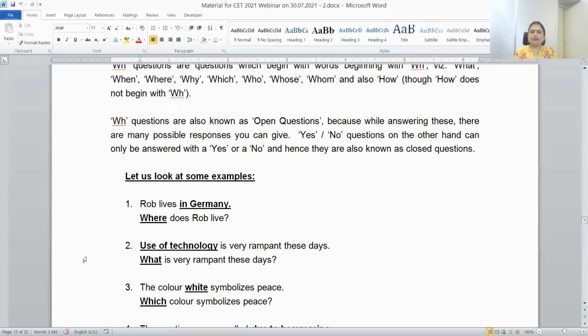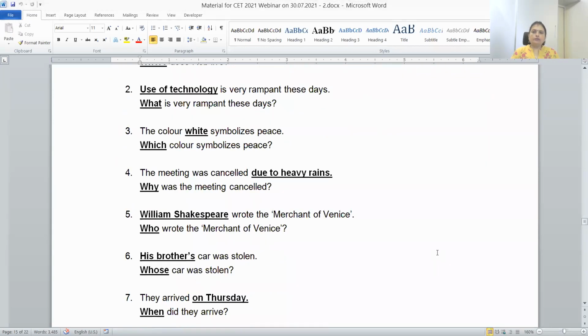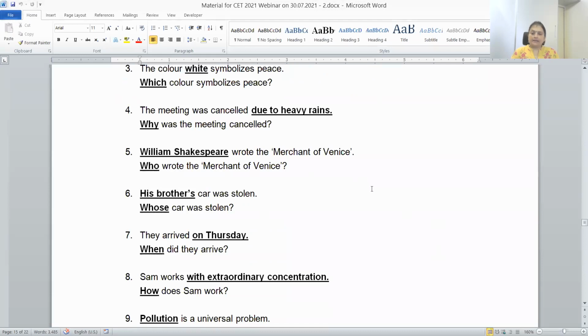Chalo, let's look at the next example. The color white symbolizes peace. So see, what will be the WH question? Which color symbolizes peace? Which color symbolizes peace? Next one, fourth example. The meeting was cancelled due to heavy rains. So obviously you have to ask the question why. Why was the meeting cancelled? So children, all the WH questions have been underlined for your understanding. William Shakespeare wrote The Merchant of Venice. Who wrote The Merchant of Venice? So answer, you get William Shakespeare.